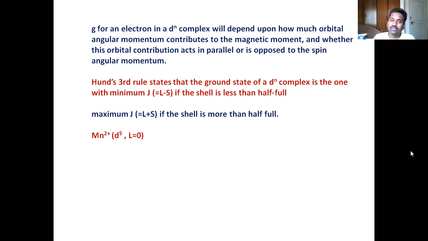So what would be its G value when L is equal to 0? I'm telling you there is no orbital angular momentum contribution when L is equal to 0. So what should be its G value? Oh my God, we have been discussing this point for the last 3 classes again and again. What is the G value of a free electron?